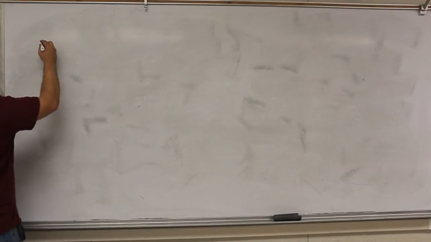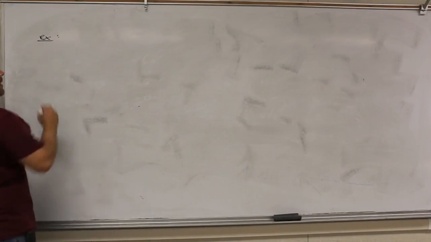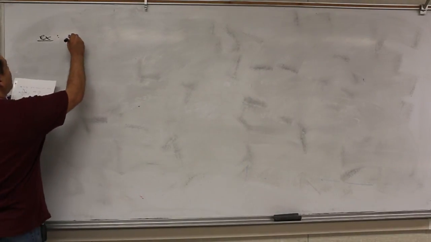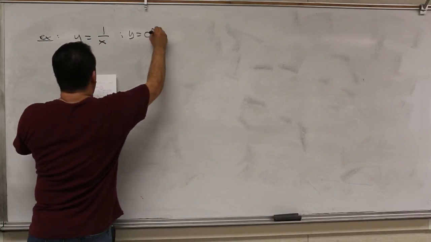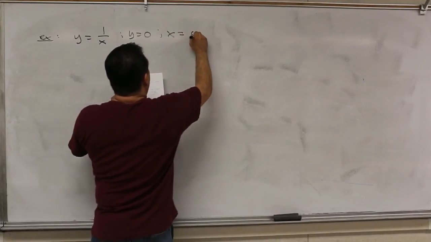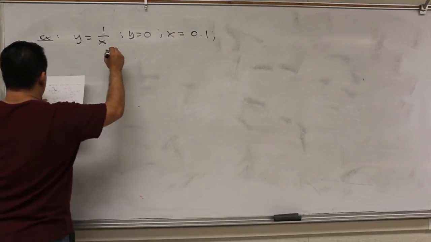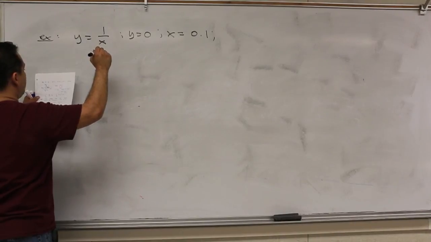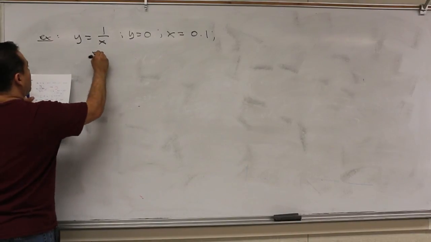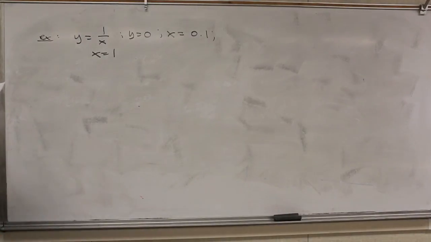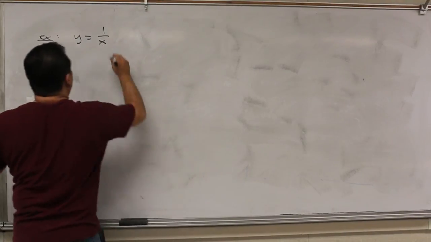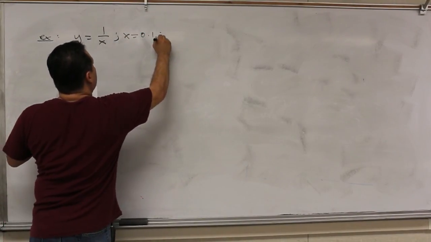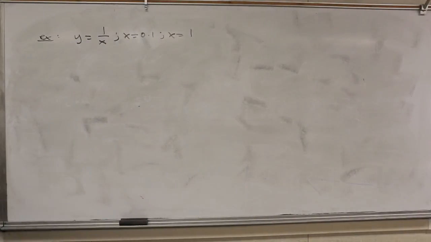So let me give you some more, and we'll take a quick step back. So we'll take a look at this example here. Go back, kind of make it a little simpler. Curve is 1 over x. Y is 0. X is 0.1, I guess. X is 1. I don't think you need y is 0. You just need x is 0.1 and x is 1. And then we're going to rotate about the x-axis.